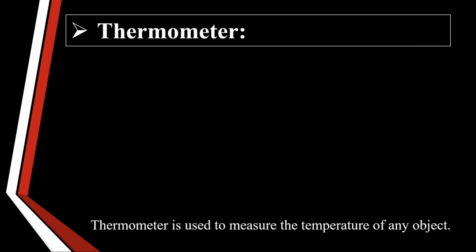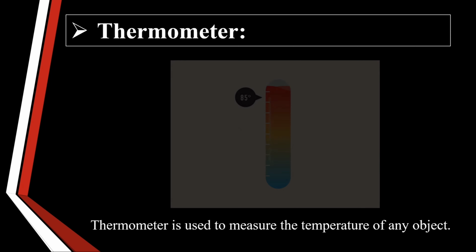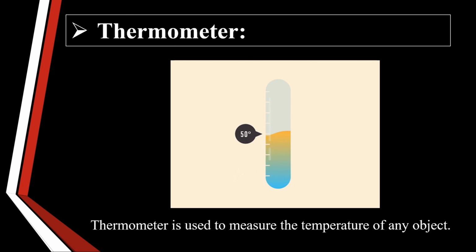Thermometer. Thermos means hot. Metron means measure. It is the universal instrument used to measure temperature. Temperature and heat are two words that often confuse people. For example, how do you explain the hotness of an object? What is the measure or basis for that hotness? The answer to that is temperature.